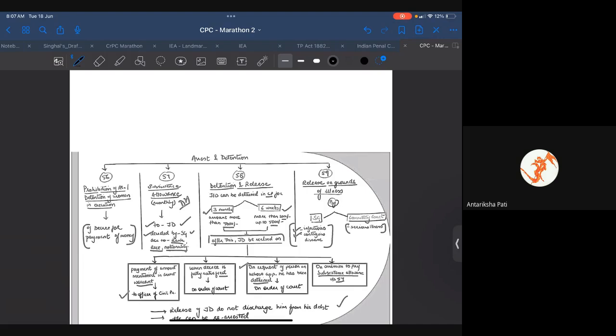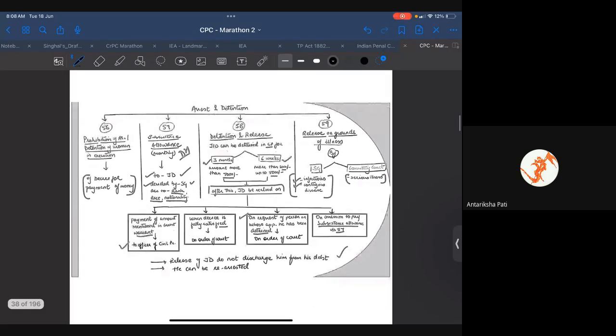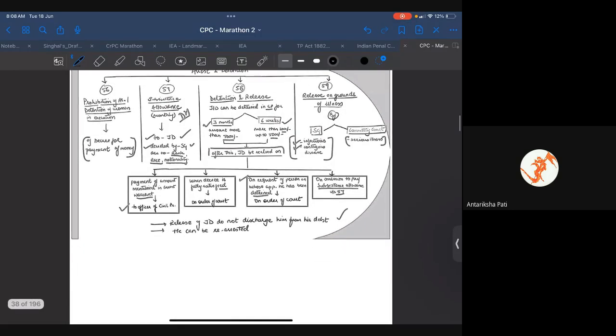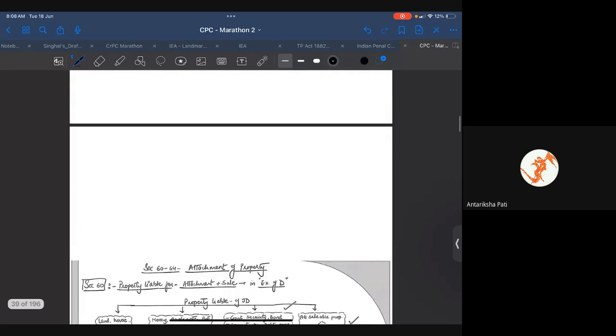Next, on omission of the decree holder to pay the subsistence allowance, he can also be released. He cannot be detained further because the decree holder is under a duty to pay the subsistence allowance. Now, release on ground of illness. Yes, the state government, on the ground that there is an infectious or contagious disease, can release him, or the court which has committed him to prison can also release him on the ground of serious illness. Now, release of the judgment debtor does not mean that he is discharged from his liability. He can be rearrested again.